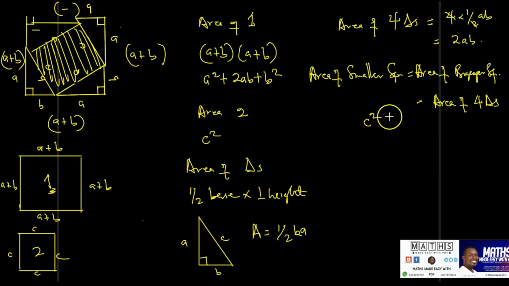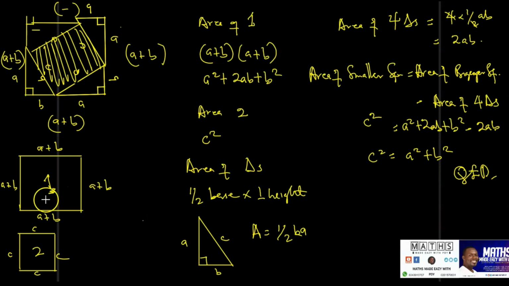Then area of the bigger square has been established as what? A squared plus 2ab plus b squared, minus area of the 4 triangles. What have we established it to be? 2ab. So when we simplify the right hand side of this equation, we'll have c squared equal to what is left? A squared plus b squared. And this is quite easily done.